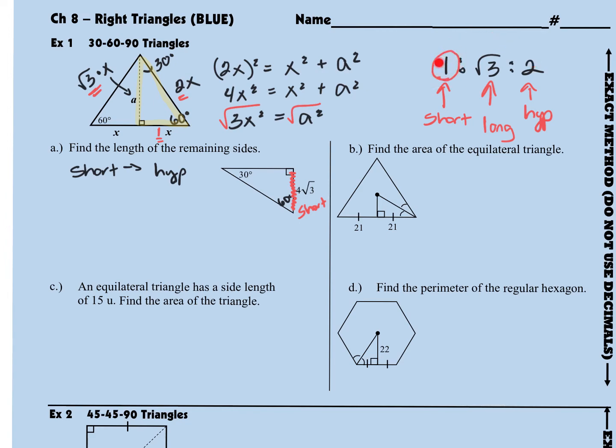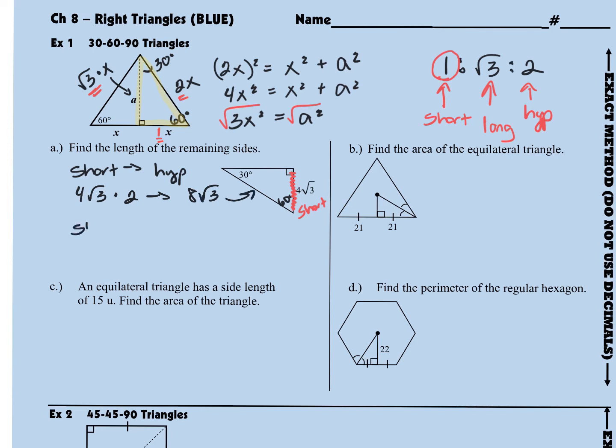Well, the short is certainly going to be smaller than the hypotenuse, so if I want to get bigger, I would multiply, and I'm going to multiply by this factor of 2. So I'm going to take my 4 radical 3, multiply it by 2, and that's going to give me 8 radical 3 for that hypotenuse.